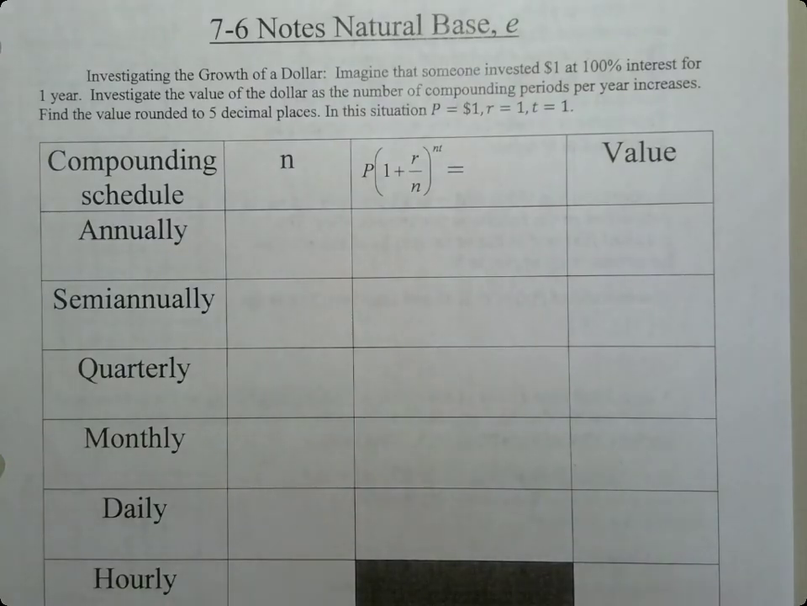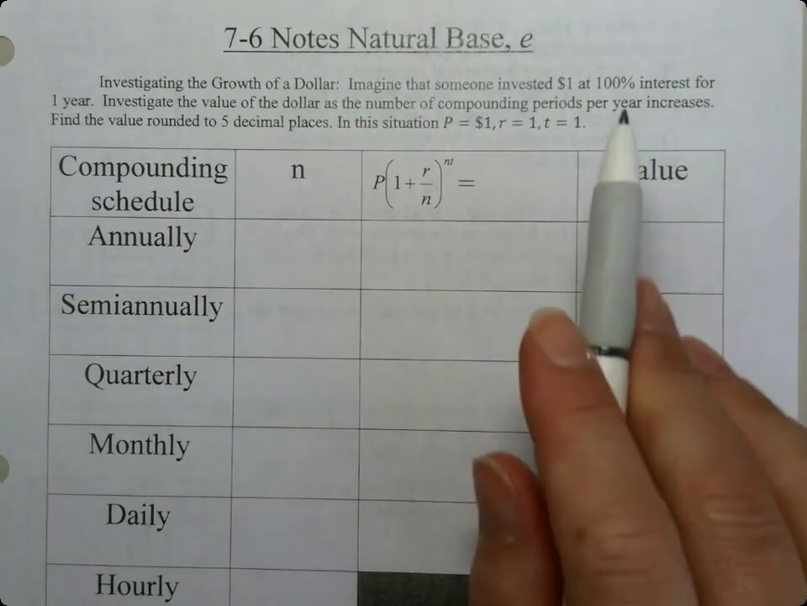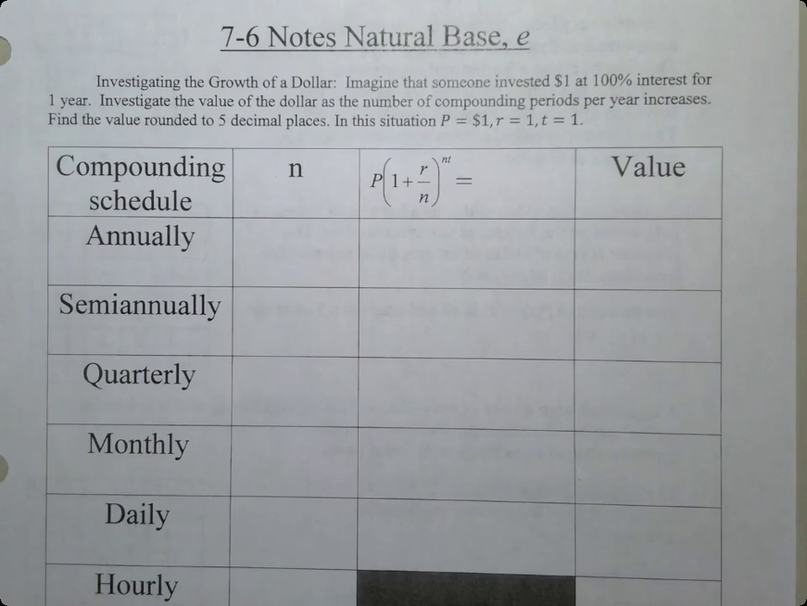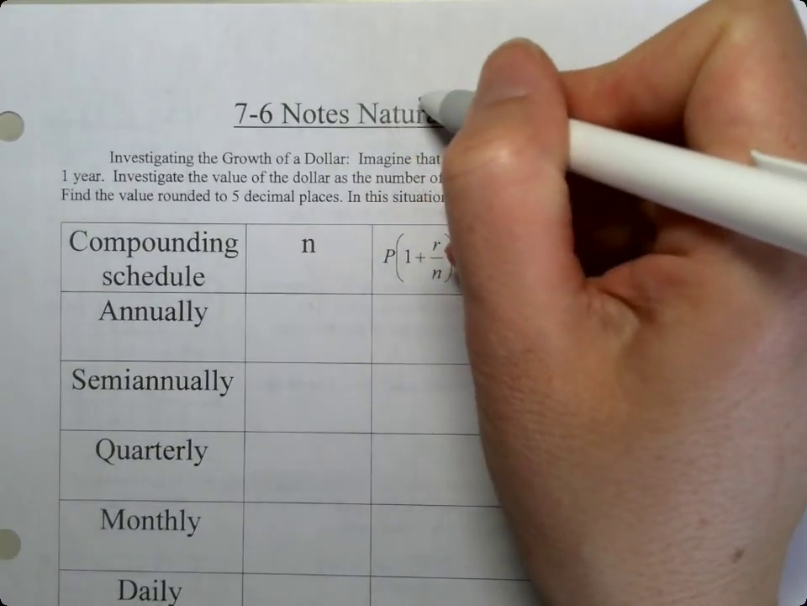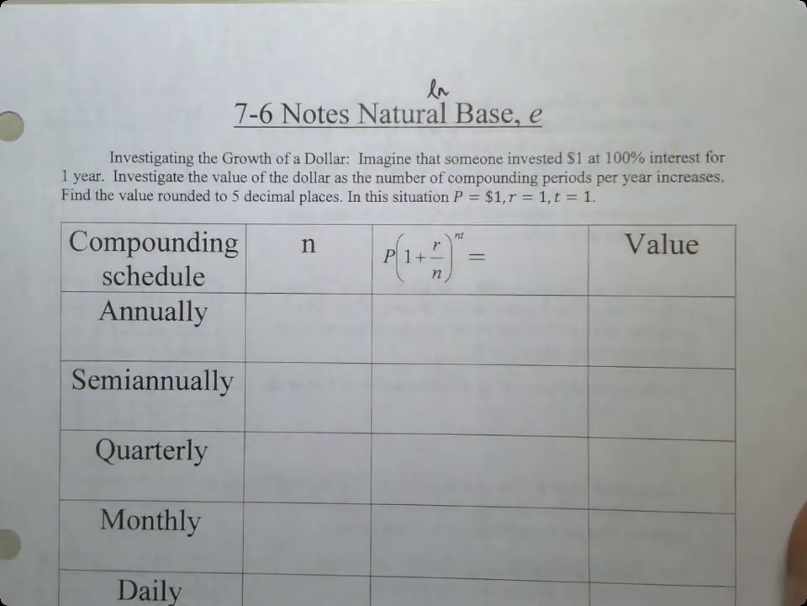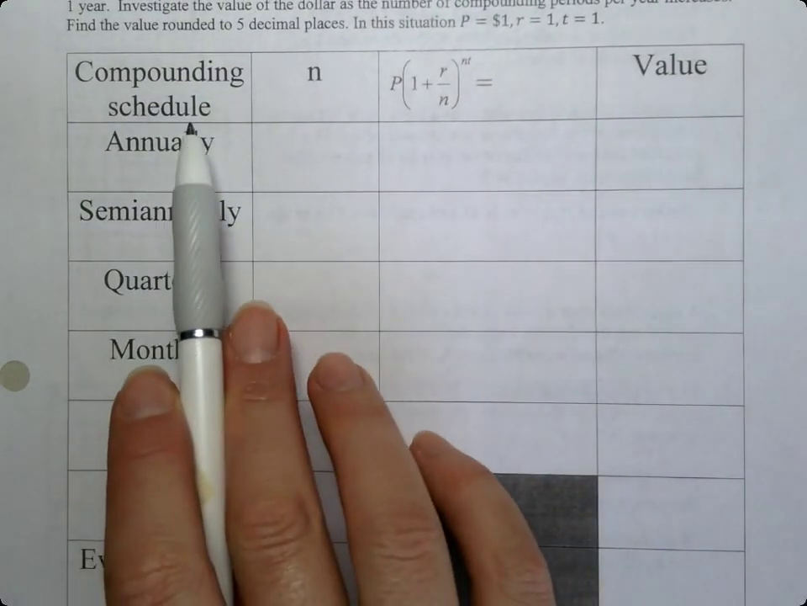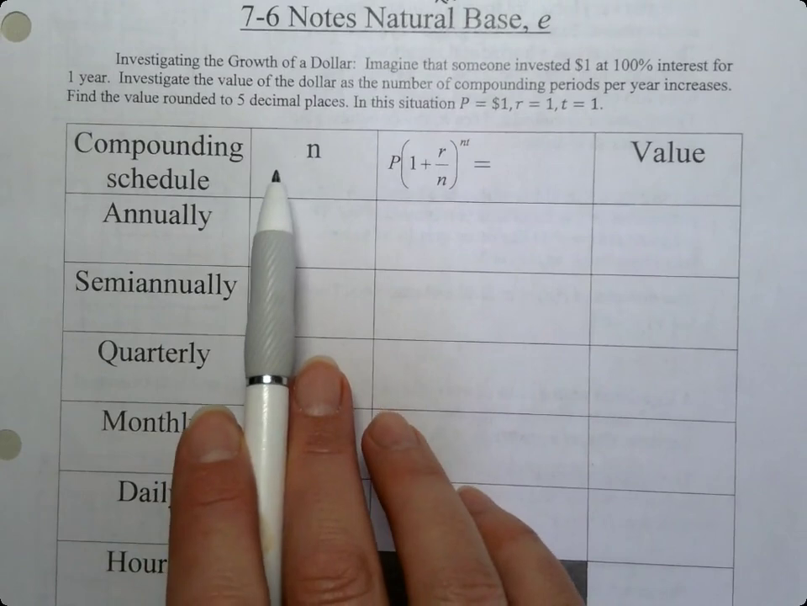Here are your 7-6 notes on the natural base, known as E. We talk about the natural base. You'll see LN is the abbreviation for the natural base. So if you see LN, that's the natural base. Okay. So whenever you look at this, we are just doing a little bit to explore with this.